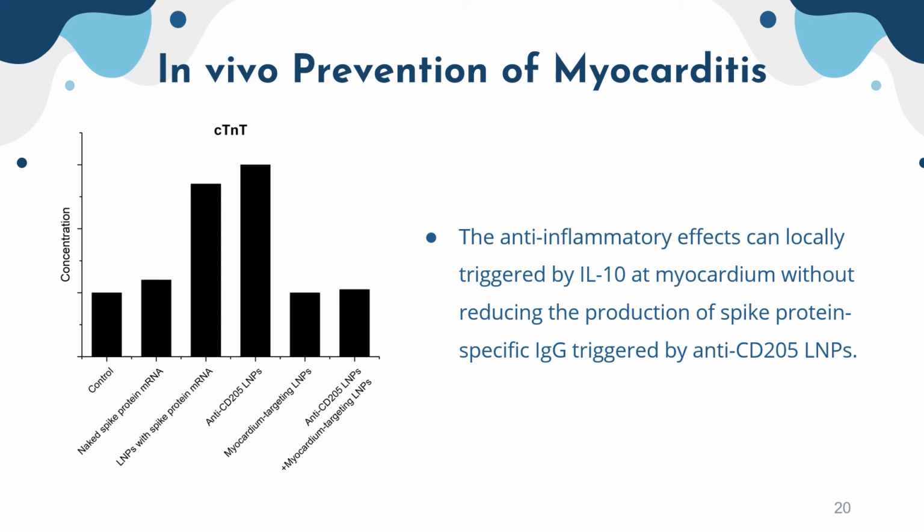For in vivo prevention of myocarditis, cardiac troponin T, or cTNT, is a specific indicator for myocardial cell damage. The groups with the mRNA of spike protein show the highest cTNT levels because a high level of spike protein-specific antibody is a potential reason for myocarditis. Myocardium-targeting lipid nanoparticles encapsulating the mRNA of IL-10 can induce anti-inflammatory effects at cardiac muscle cells, which leads to a cTNT level as low as the control group.